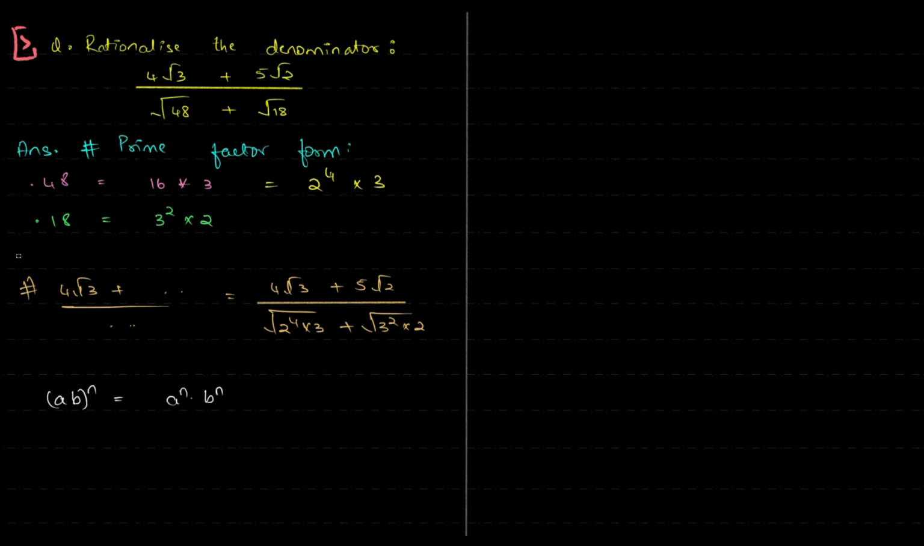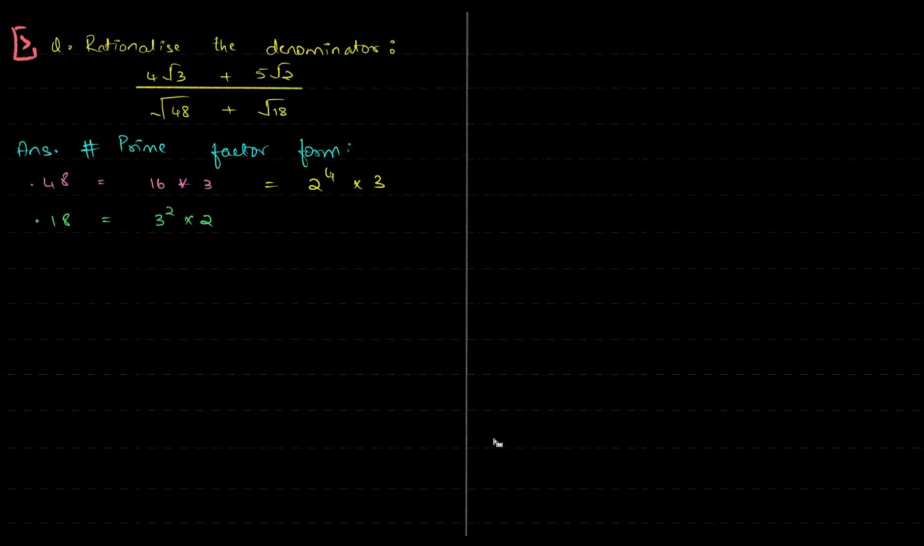Actually, I could have done this separately. Let me do that only. Let me take up root of 48, which is root of 2 to the power of 4 into 3, which is square root of 2 to the power of 4 into square root of 3. How is that? (ab) to the power of n is a to the power of n into b to the power of n. So root of 2 to the power of 4 is 2 square itself. So this is 4 root 3.